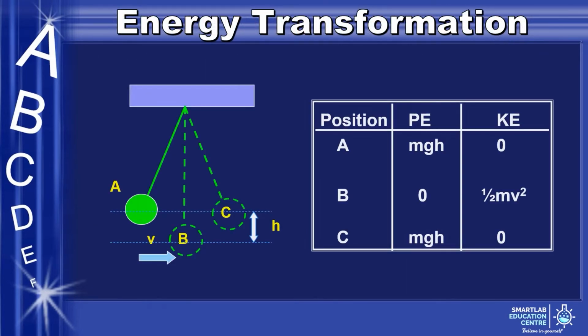Here is an example of the energy transformation in a pendulum. When it transitions from A to B, the gravitational potential energy of the pendulum is converted to kinetic energy. Hence, the gravitational potential energy falls, while the kinetic energy rises. As it goes to point C, the kinetic energy is then converted to gravitational potential energy. Hence, it reaches the highest point at C.